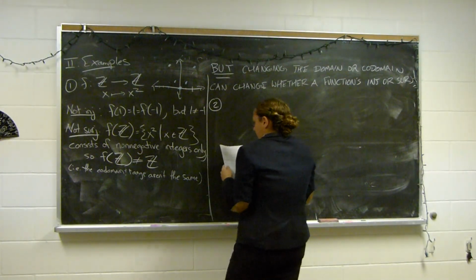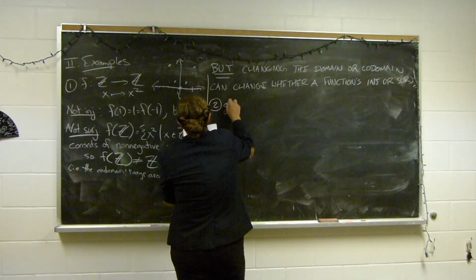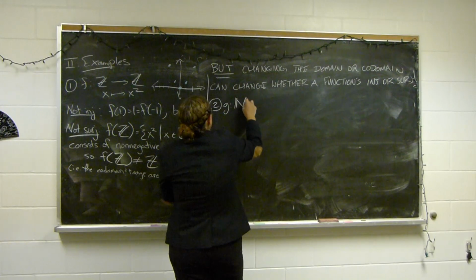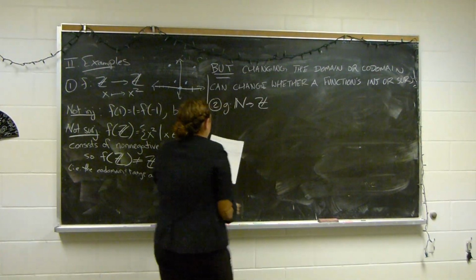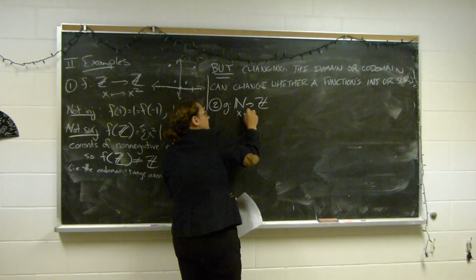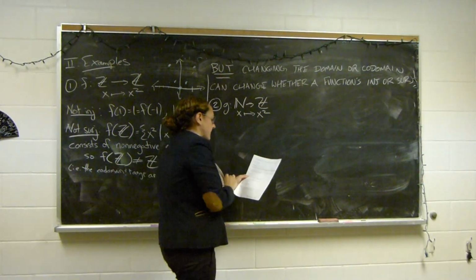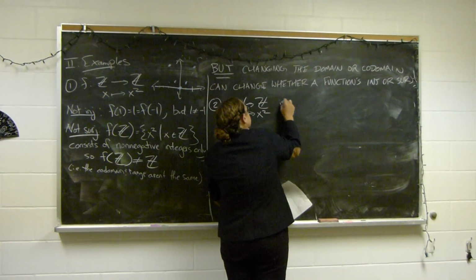So g goes from N, so I've changed the domain here, but I kept the same description of the function. x still goes to x squared. This is injective.